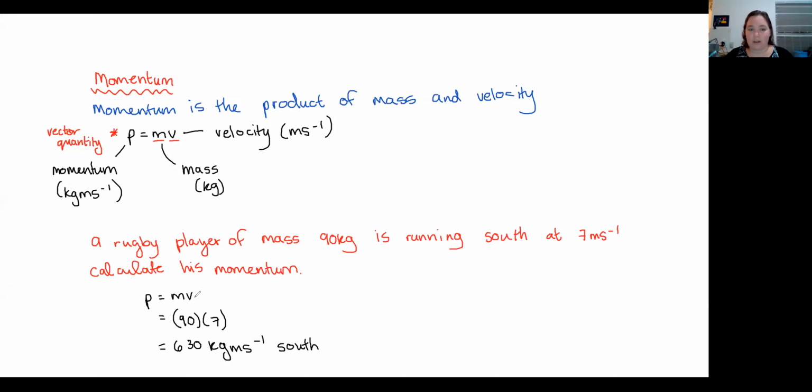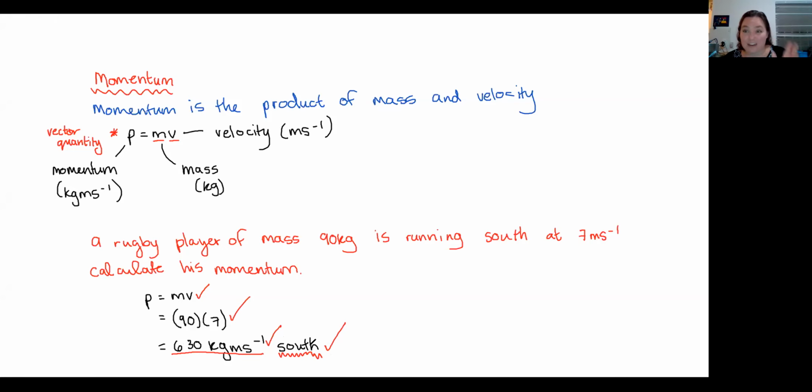So, first mark is for formula. P is equal to MV. Second mark is substitution, 90 times by 7. And then the third mark is likely to be for 630. But if you don't have kilogram meters per second or south, you can lose that last mark. Sometimes we are super generous and we give you a mark for that and then a mark for south. And it actually gets a bit crazy, but you can get the mark for south even if everything else is wrong. So the south mark or the direction mark can actually be a mark in isolation.